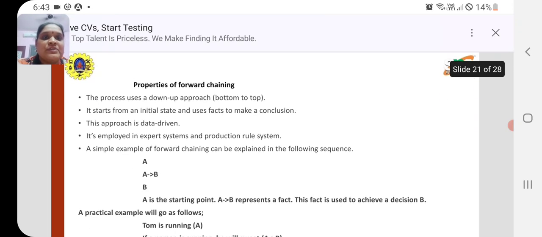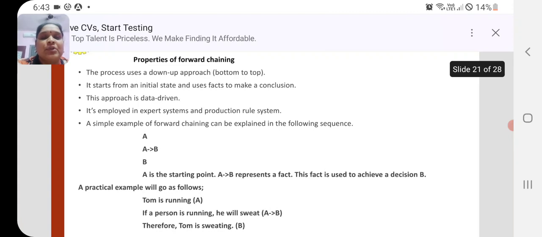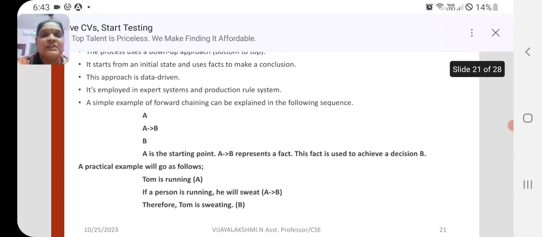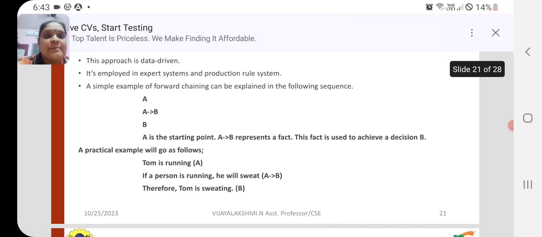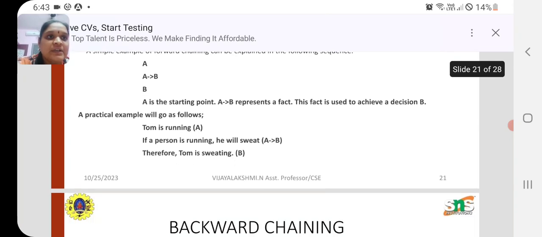What are actually the properties of forward chaining? Here the process is a down-up approach, or we can say bottom to top. It starts from an initial state and uses facts to make a conclusion. This approach is data driven. It's employed in expert systems and production rule systems. A simple example here is a sequence like A, A implies B, and B. Say for example, assume that A is the starting point and A implies B is representing some facts. So this fact is used to achieve the goal called B.